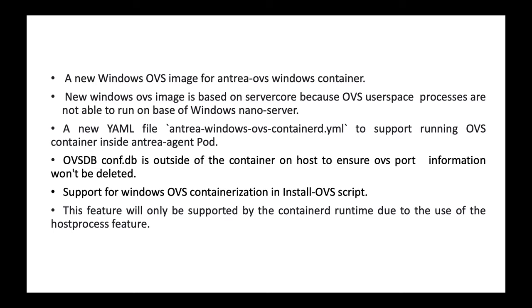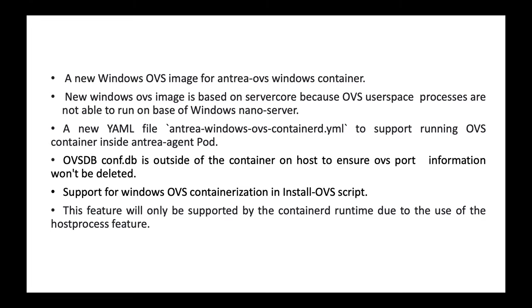We can do that, but there's a huge difference between the size of server core and nano server. So if we are ready to go with that, then we can do that, because currently the nano server base image is also used for the other two YAMLs which we have, Antrea Windows.yml and Antrea Windows Container D.yml. In that case, we don't support running OVS inside the container. So it would be useless to have OVS processes in that image.